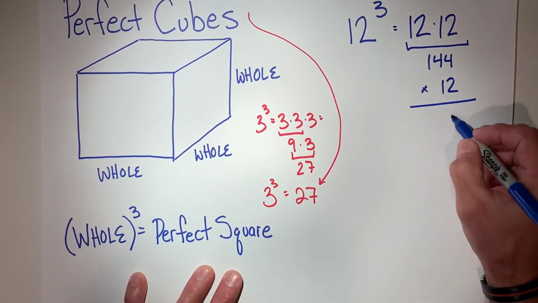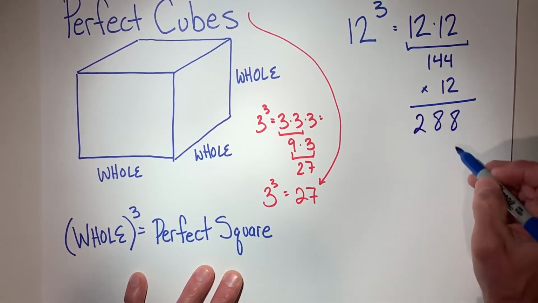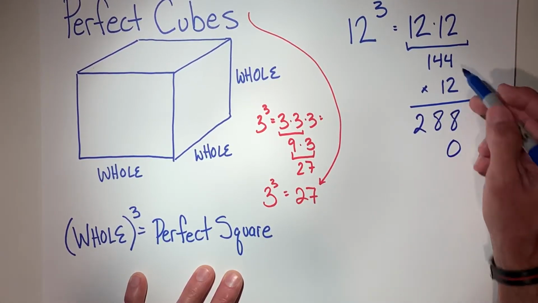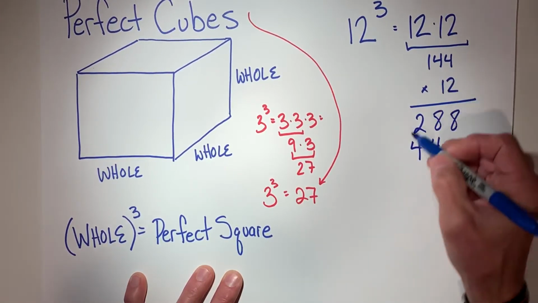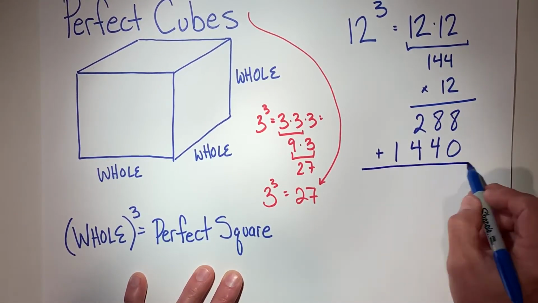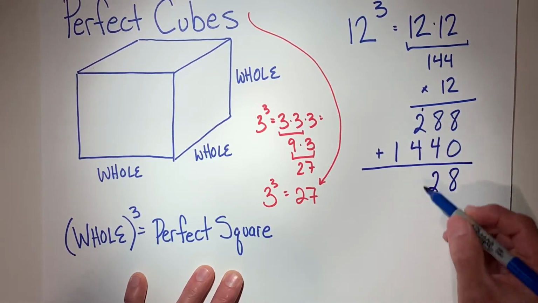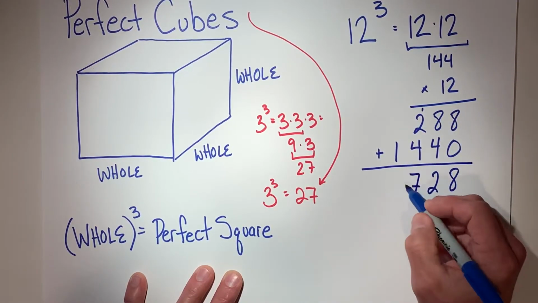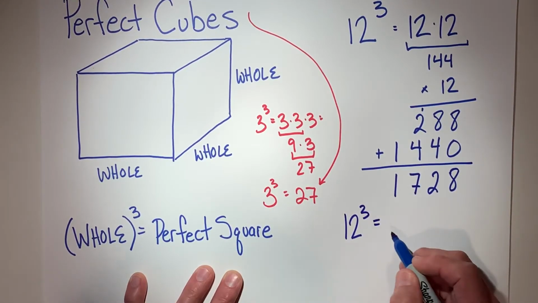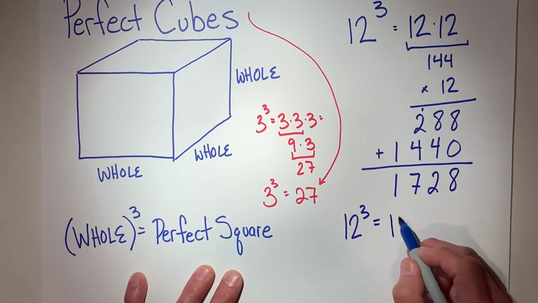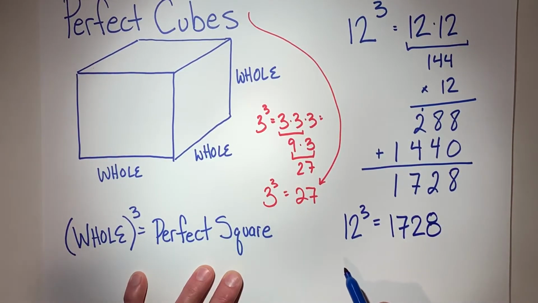So 4 times 2 is 8. 4 times 2 is 8. 1 times 2 is 2. We bring the 0 down. 1 times 4. 1 times 4. And 1 times 1. I'm going to add my columns. 12 carry the 1. 6 plus 1 is 7. And 1. And now what I know is 12 to the third power, not a number I'm going to need to memorize, but I could easily calculate it, is 1,728.